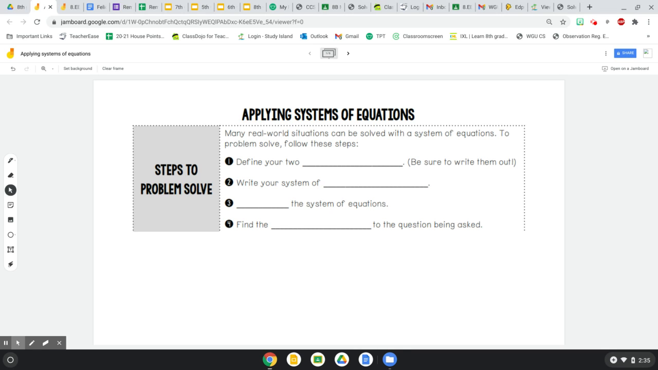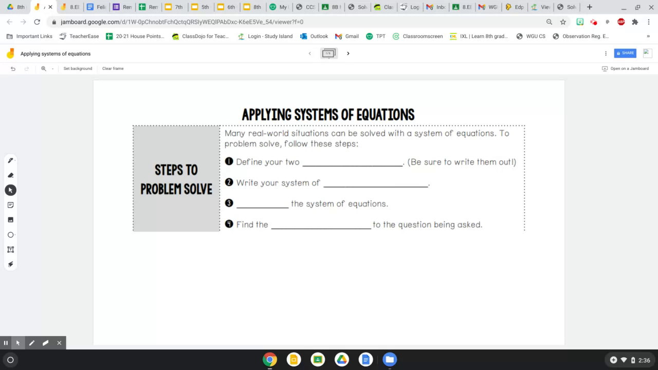Hey, algebra. All right, so we are getting into applying systems of equations. These are more like word problems in real world situations where you may have to use solving systems of equations to problem solve somewhere. So this video is going to be basically your notes. I will also share this Jamboard with you on Classroom with all of my notes in it.